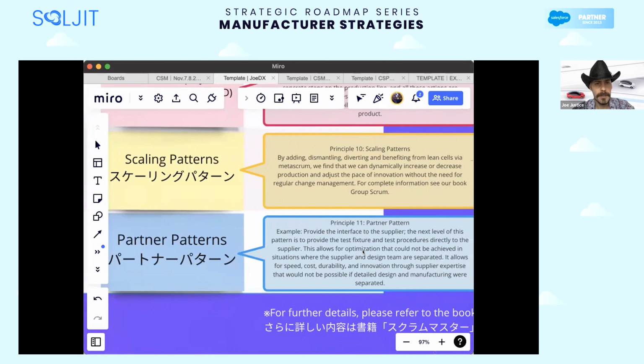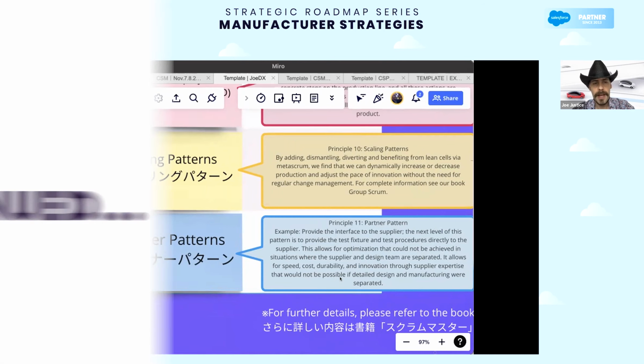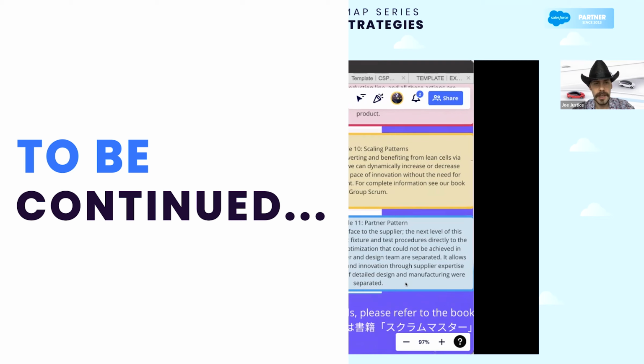For this, we use partner patterns. Example, provide the interface to the supplier instead of a detailed specification. The next level of this pattern is to provide the test fixture and test procedures directly to the supplier. This allows for optimization that could not be achieved in situations where the supplier and the design team are separated. It allows for speed, cost, durability, and innovation through supplier expertise that would not be possible if detailed design and manufacturing were separated.